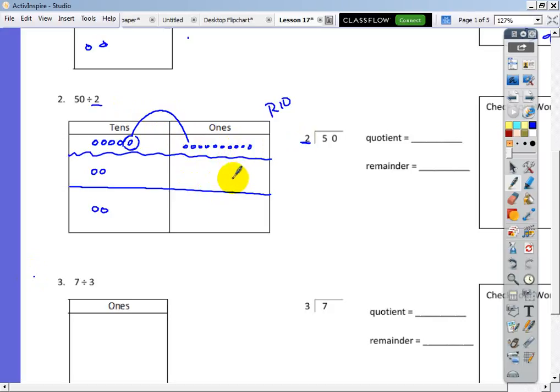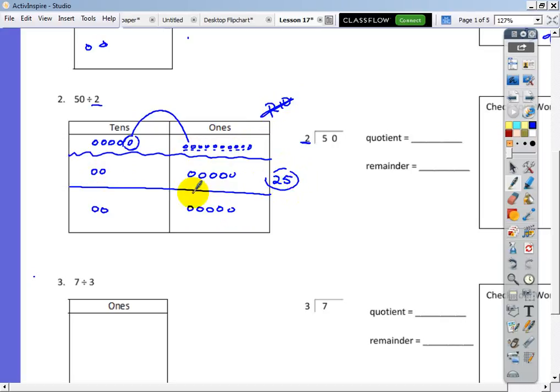I bet there's going to be 5 here and 5 here. What do you think? 1, 2, 3, 4, 5. 1, 2, 3, 4, 5. Yeah. So half of 10 is 5. So I've got 5 in this spot, and so I divided them in half. So it looks like my answer does not have a remainder. It should be 25. That's my answer.